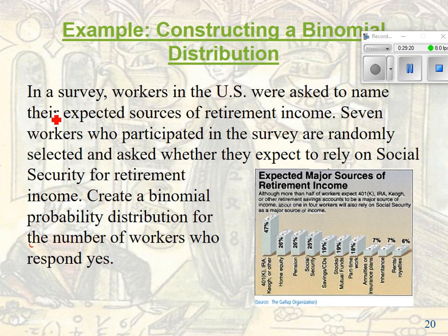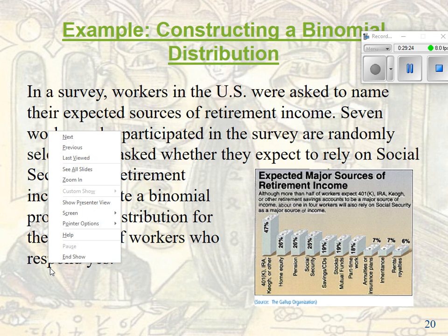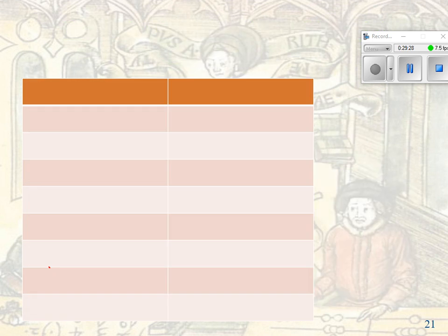So we want to make this chart, and I think I have this on the next slide here. Get your calculators out because you're going to help me. So this is our X. This is our probability of X. What are our possible X's? 0.